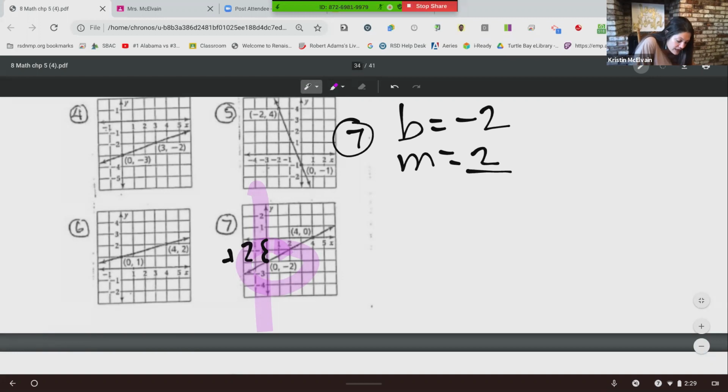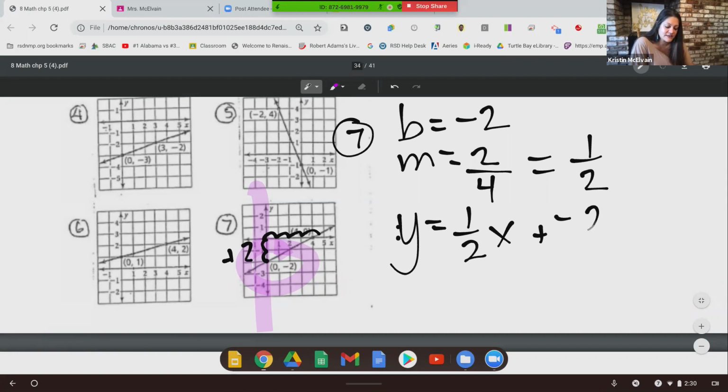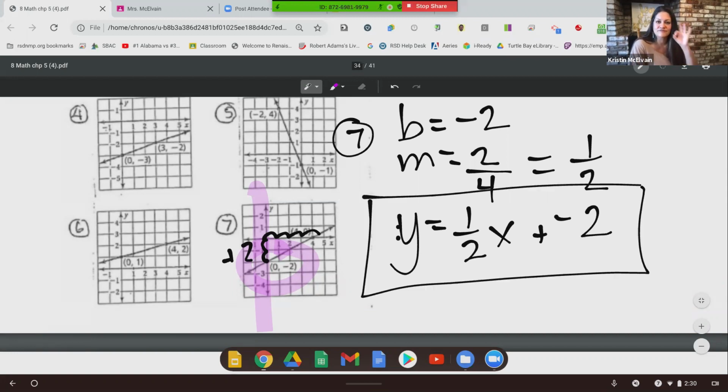And I'm going to run 1, 2, 3, 4. And that simplifies to 1/2. Okay. So I have an equation of y equals mx plus b. All right, easy peasy. I hope so.